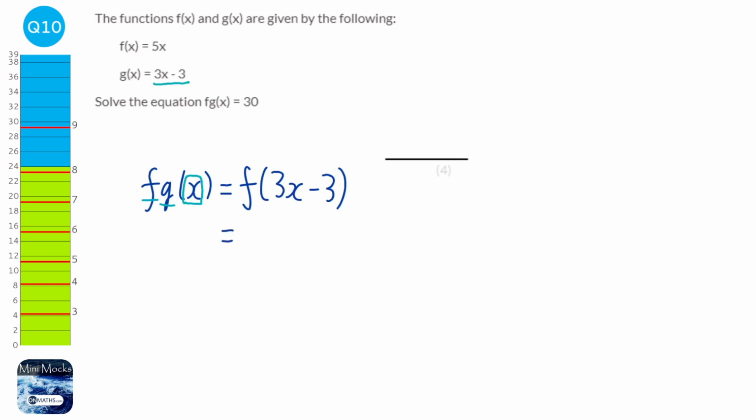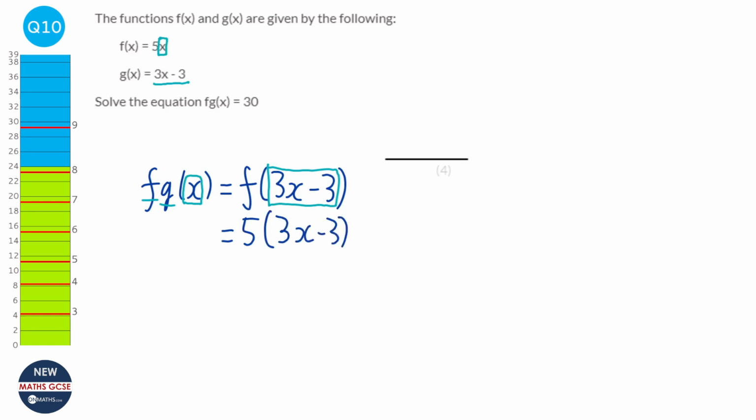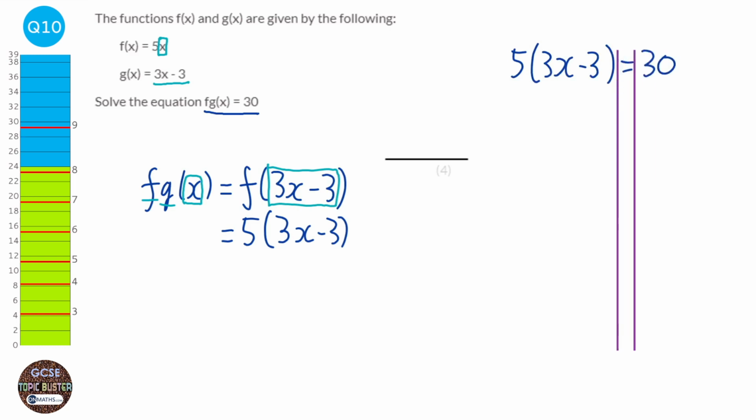Next, we want to feed in the 3x minus 3 into f of x, so where this x is here. So it's going to be 5 times 3x minus 3. Now, the question actually has this equal to 30 and asks us to solve it. So we're going to get that equal to 30, so 5 brackets 3x minus 3 equals 30. So we're going to get our solving lines in. Okay, we're going to start off by dividing by 5 both sides. We don't need to expand the brackets, we can just get rid of it by dividing by 5.